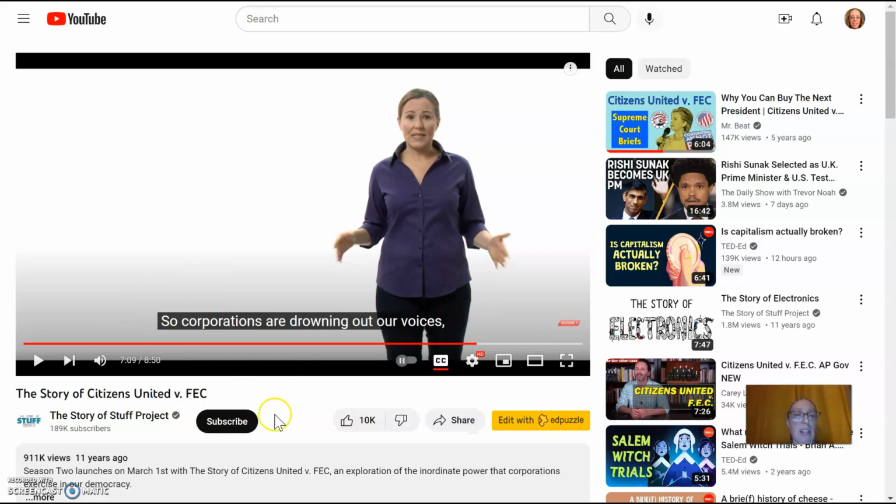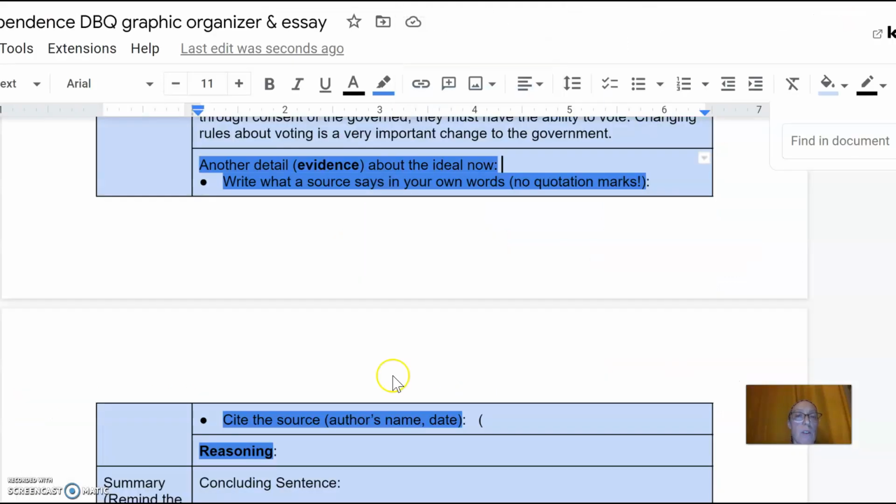It's toward the end. So corporations are drowning out our voices, and then I can't copy and paste it, but I could type that or write it by hand. But I can also just summarize it in my own words. That's what it means when it says write what a source says in your own words. I'm still giving the same idea that's in the video. So let's say I need to introduce this.